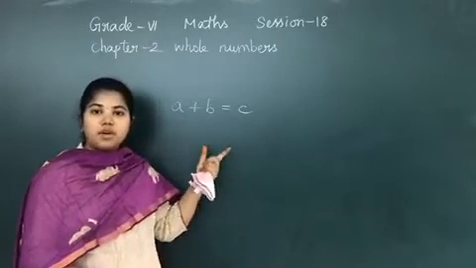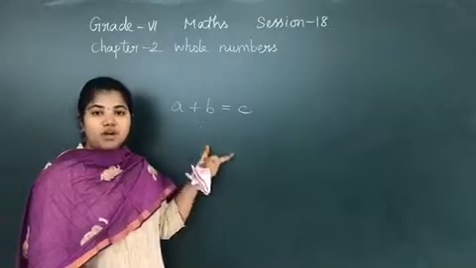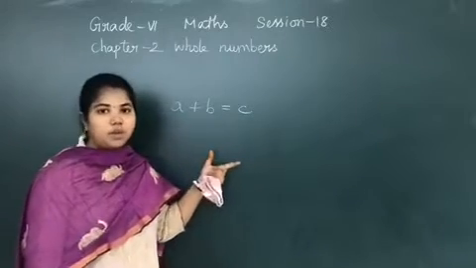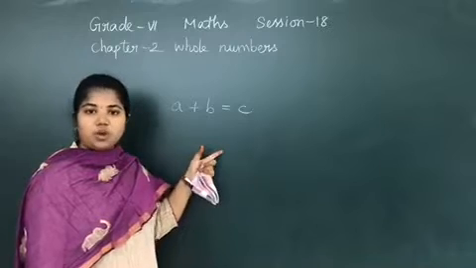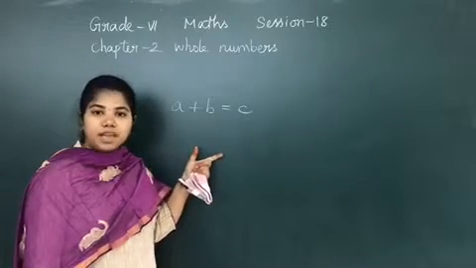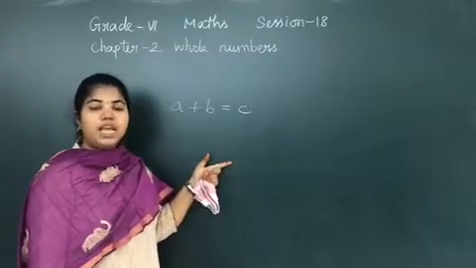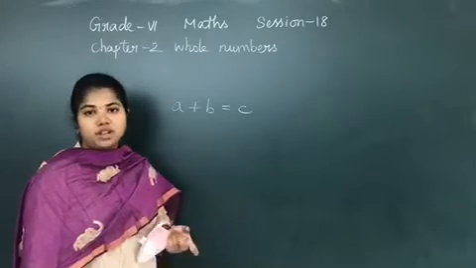We have taken a few examples for addition. We solved and found that it satisfies the closure property. For subtraction, it did not satisfy the closure property. In the same way, for multiplication, it satisfies the closure property, and for division, it does not satisfy the closure property.